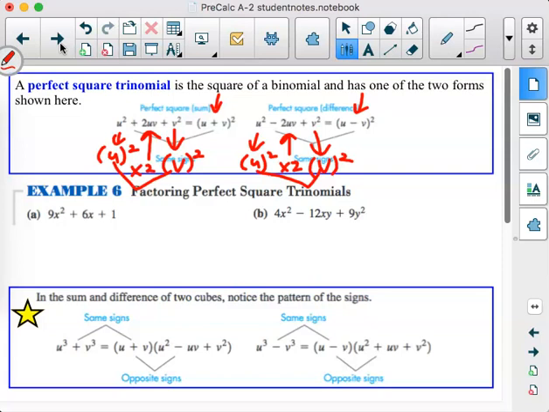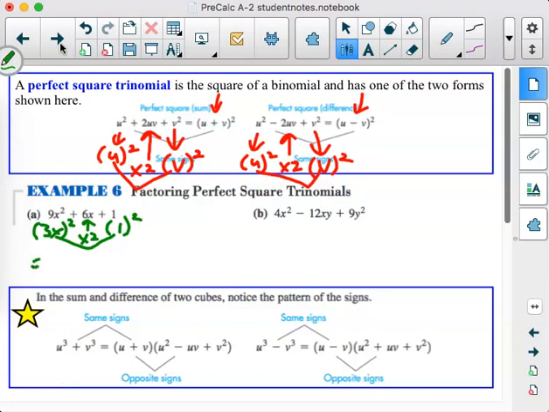So example 6 says factoring perfect square trinomials, and yeah, they kind of gave away the punchline here. So I'm looking at A and I'm thinking, is there anything I can factor out of all three of these? And no, there's not, because 9, 6, and 1. 1 is the only thing we could pull out, which isn't going to help us. But I notice while I'm checking that the first term is 3x squared, and the last term is 1 squared. So I start to think this might be a perfect square trinomial. 3x times 1 times 2, oh yeah, 3x times 2, that's going to be 6x.